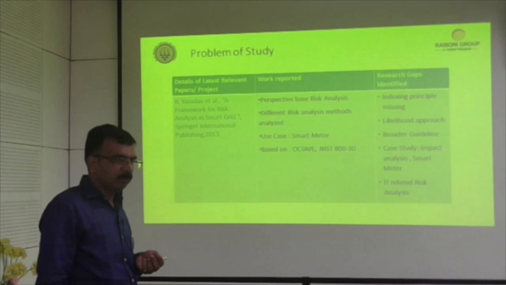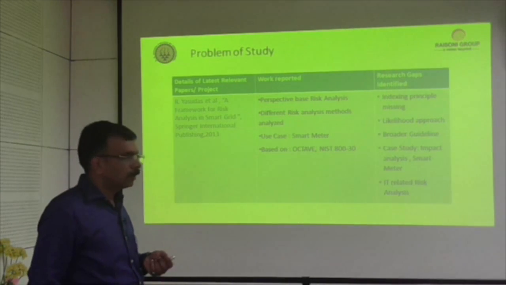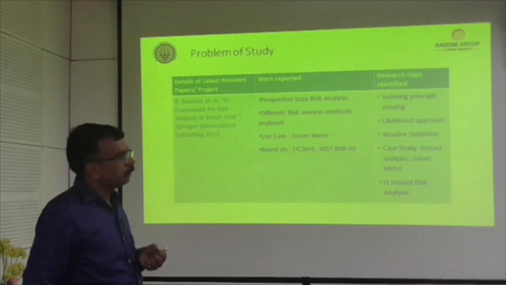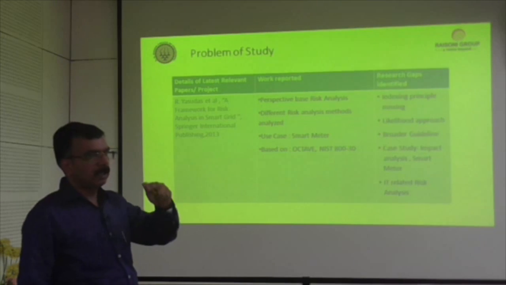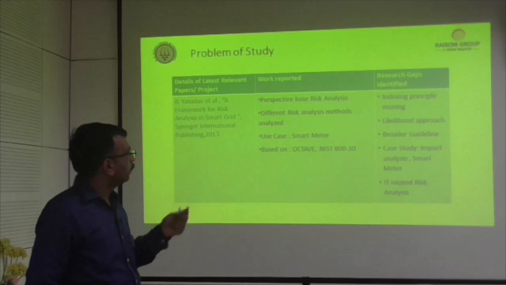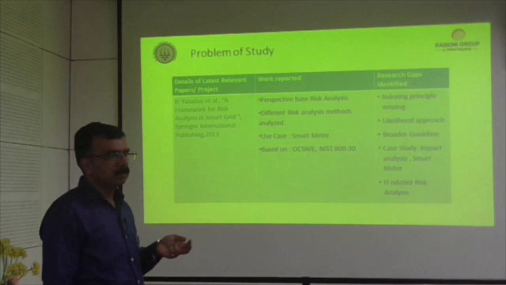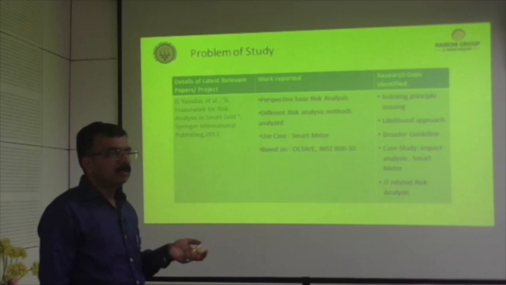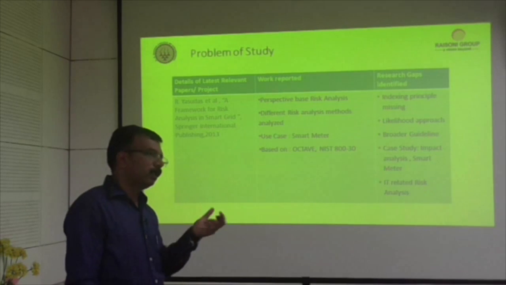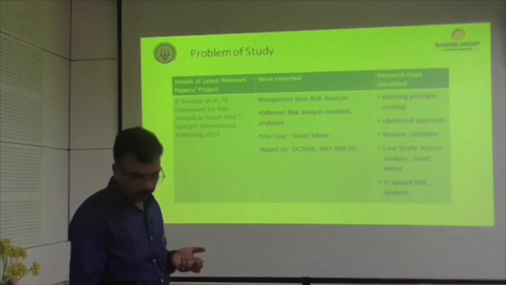Mostly people use OCTAVE, but it's not ICS based, it's general. And NIST 800-30 is also a general risk management approach. It's not power grid based. The indexing principle is missing. Ranking is not there. Suppose we can rank that this is the first risk, second, third. Broader guideline, case study, impact analysis, smart meter. They use the smart meter because it is not critical. If anything happens with the smart meter, mostly it affects your privacy and confidentiality. That's the issue, because of this, a neighbor can at least understand whether the power is on or not. On the critical area, there is no non-IT related risk analysis.